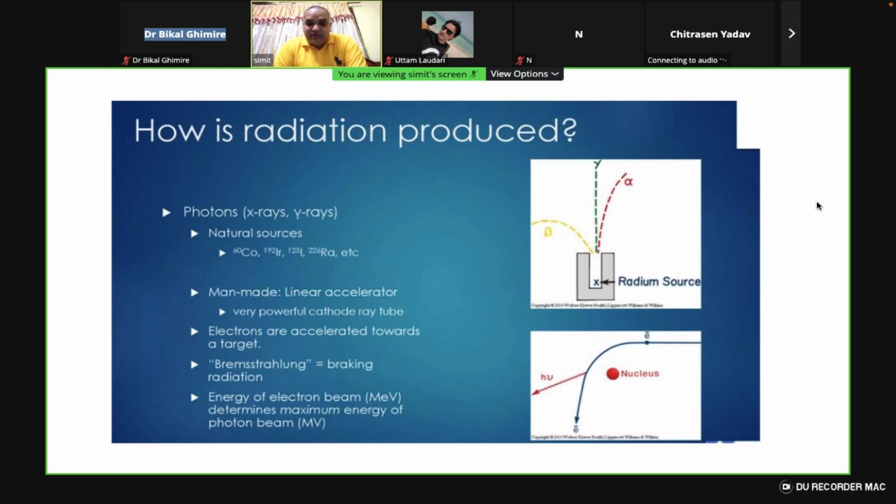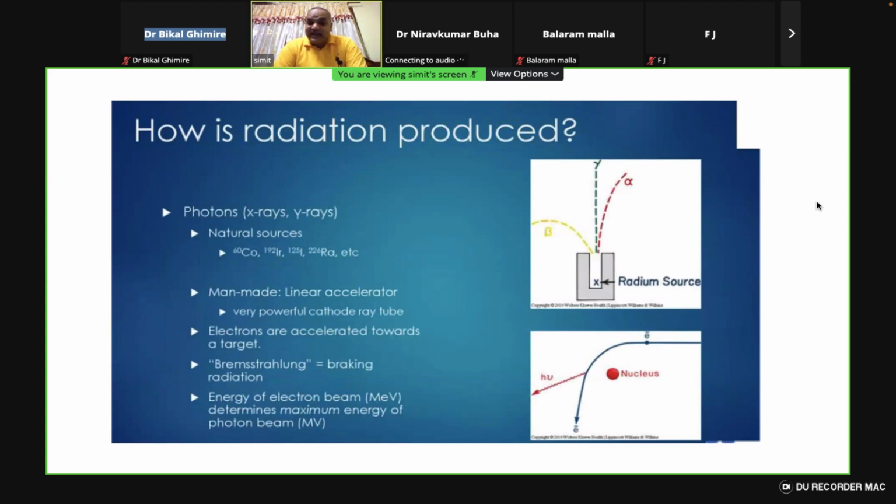Radiations are produced by natural sources like cobalt-60 and iridium. These are basically radioisotopes which produce gamma rays. There is also the linear accelerator. We must have heard all about the linear accelerator. These are the radiation machines used worldwide now. These are very powerful cathode ray tubes which give X-rays.